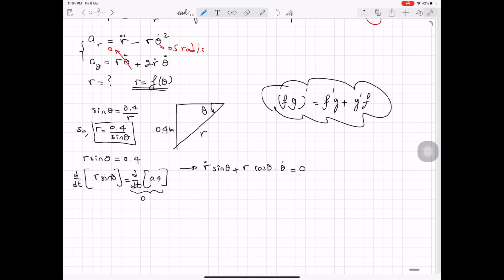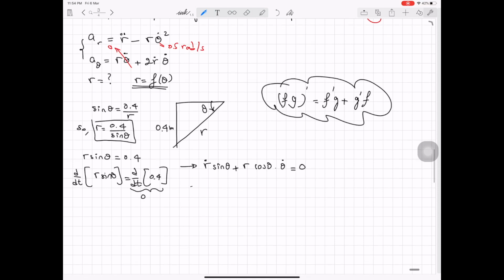is equal to 0 because the derivative of a constant is 0. Now from this equation it is easy to find R dot, which is the derivative of R with respect to time, which is the speed. So it is equal to minus R theta dot cosine theta divided by sine theta. Of course, here we are assuming that sine theta is different than 0. So this ratio will be defined.